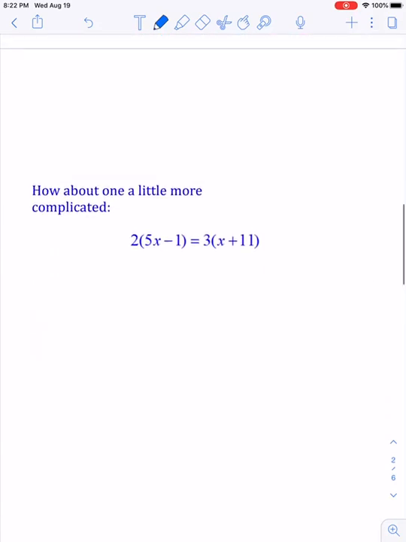Here's one, a little bit more tricky, but again, still those variables are on both sides. So I know I have to get all my variables on one side. But before I do that, again, I want to see if I can simplify each side of my equation first before I move things around. Notice there's parentheses on both sides, so it tells me I've got to do the distributive property on both sides.